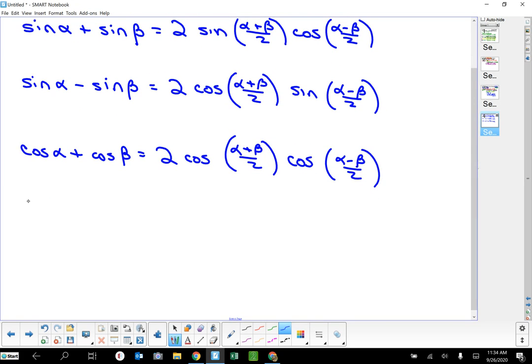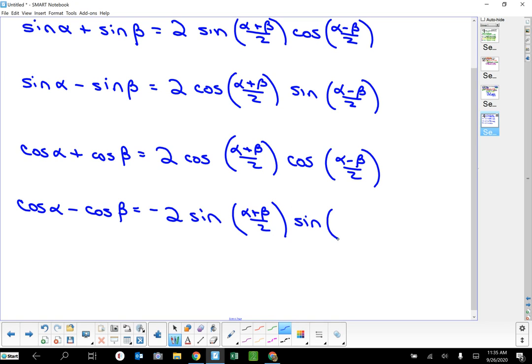And then over here, the fourth one is cosine minus cosine. Cosine alpha minus cosine beta equals -2 sine alpha plus beta over 2 times sine of alpha minus beta over 2. Don't forget that negative. It's the only one where you've got a sign, S-I-G-N, in any of these. Okay, so there's the 4 formulas. And then let's go. We're going to do the same thing. One is just going to expand, and then one we're going to evaluate.